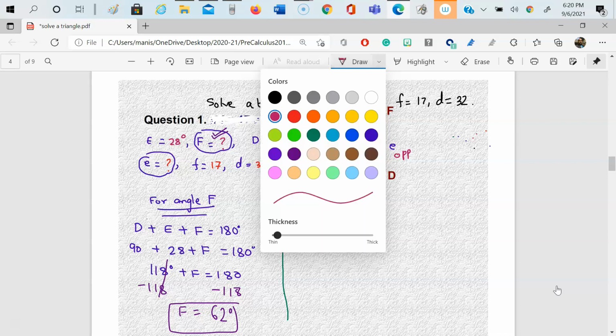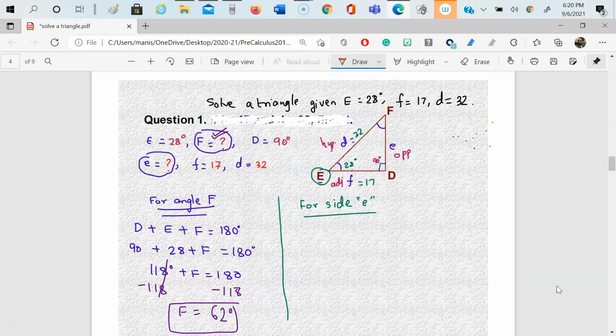Now, in order for us to find this e, we have to first of all circle the unknown quantity. Unknown quantity is this, and the known quantity. Now you have two known quantities. Either you can take this or this, whichever you want. So what I will do is I will take this hypotenuse over here. Alright, so I'll write it over here.